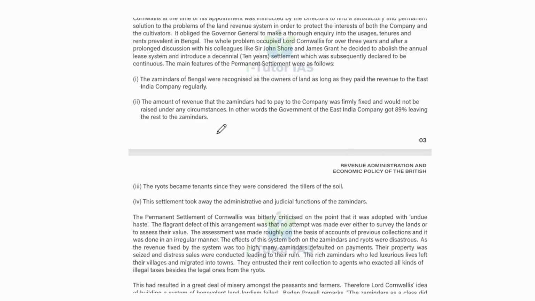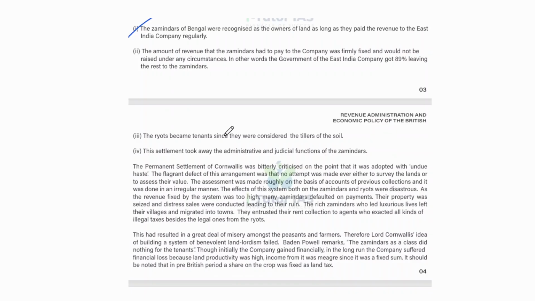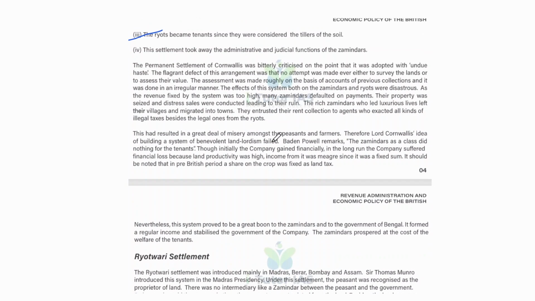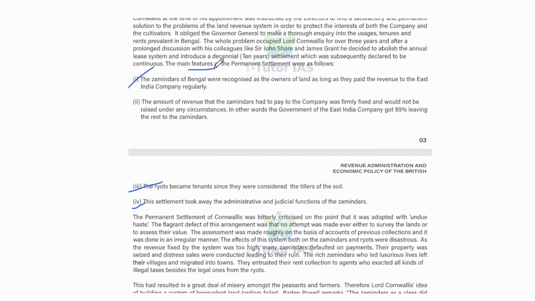And the main features of the permanent settlement were, first, the Zamindars of Bengal were recognized as the owners of land as long as they paid the revenue to the East India Company regularly, and the amount of revenue that the Zamindars had to pay to the company was firmly fixed and would not be raised under any circumstances. In other words, the government of East India Company got 89%, leaving the rest to the Zamindars. And the ryots became tenants since they were considered the tillers of the soil. And this settlement took away the administrative and judicial function of Zamindars. Okay, so these are the main features of permanent settlement.